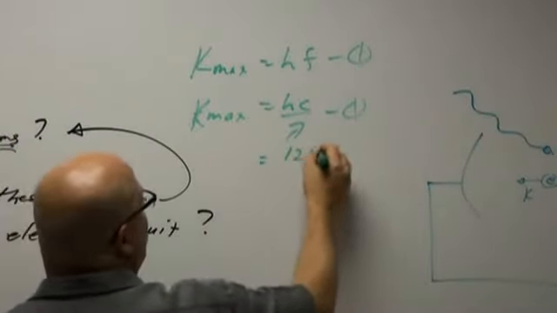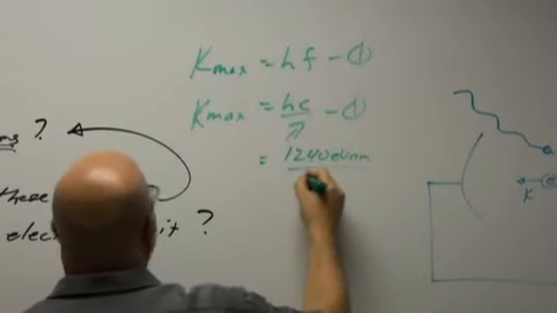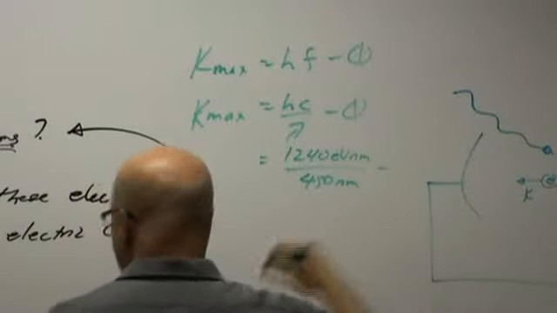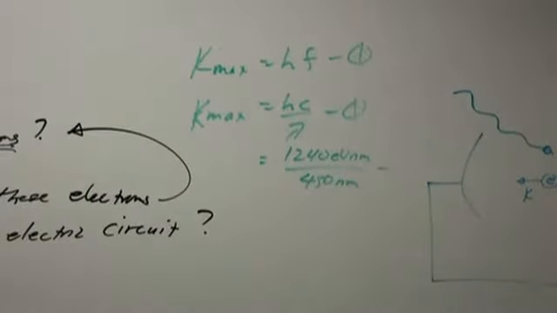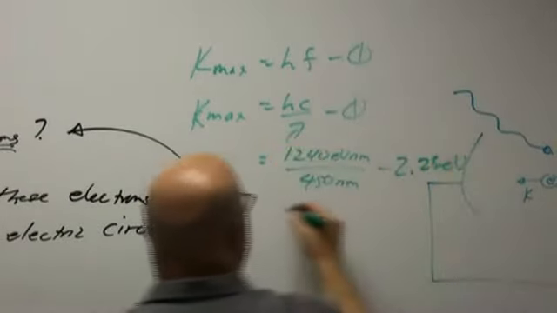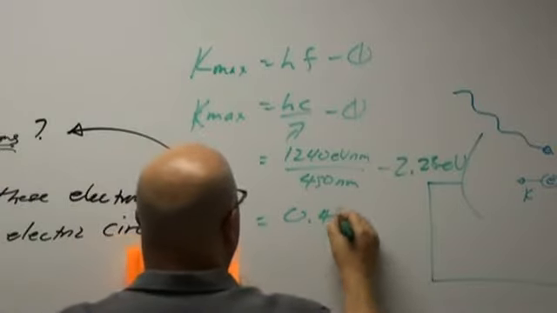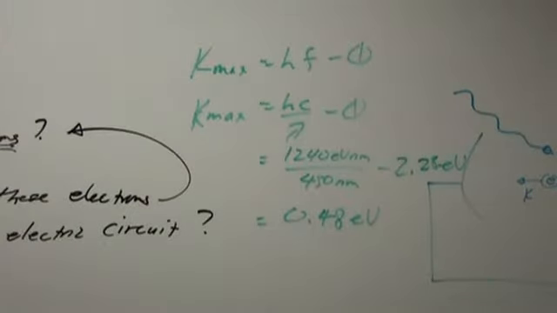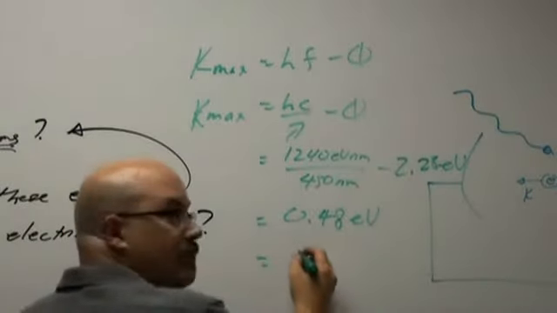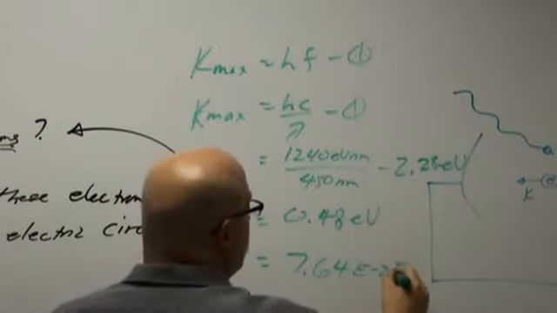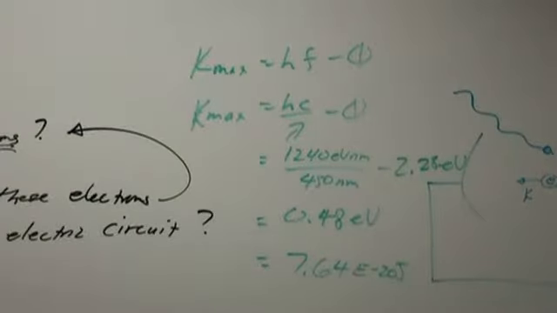Okay? So I use the 1240 eV nanometers here, divided by 450 nanometers, minus my work function in eV, because I'm going to have eV here. So I get 2.28 eV, and I end up with 0.48 eV. Done. That's my max energy. Colin, what'd you get in joules? 7.64 e to the negative 20 joules. Either one. Fair enough.